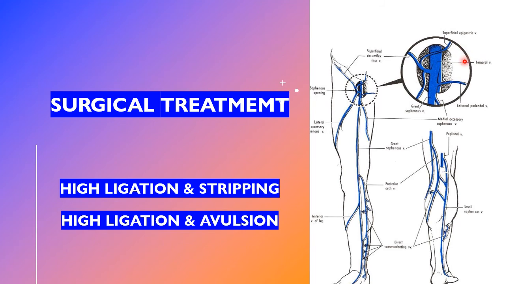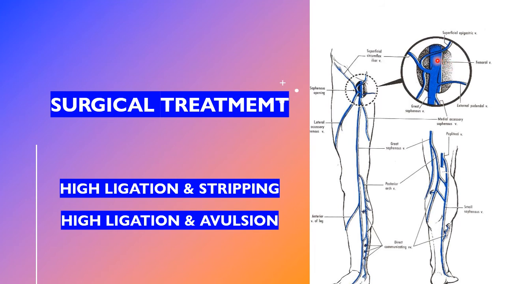this saphenofemoral vein, which are the external pudendal vein, superficial epigastric, superficial circumflex, and the medial accessory vein. So these are the common tributaries of the long saphenous vein just before it enters the femoral vein. So carefully identify this junction, and ligate off all these tributaries.